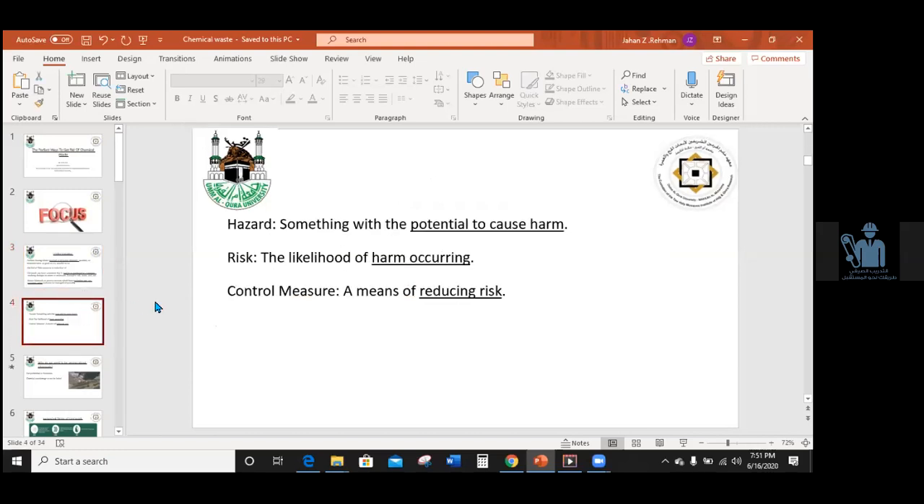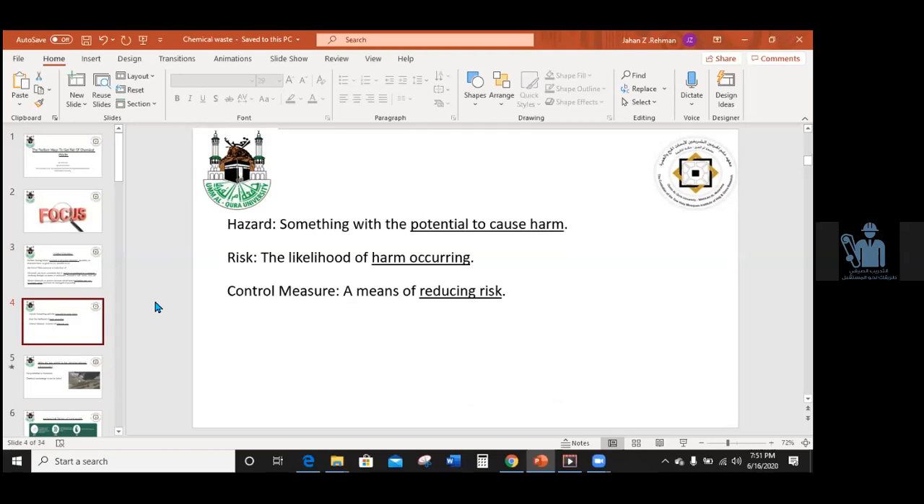Then hazard and risk. First, we want to understand what is hazard and what is risk. Hazard is something with the potential to cause harm, and risk is the likelihood of harm occurring. What is the difference between these two things? The difference is very simple. If we are talking about an acid, acid is hazardous. Yes. Why? Because it can cause harm.